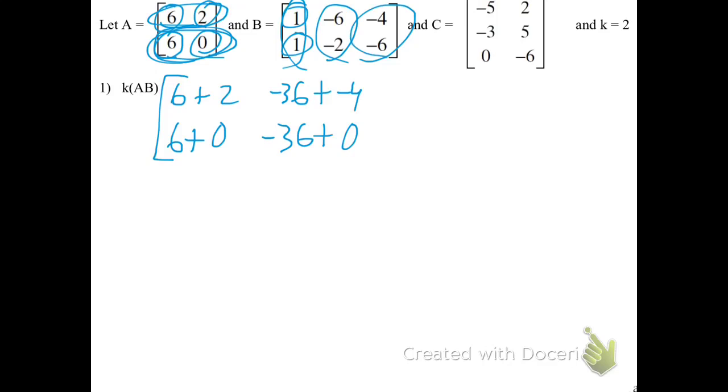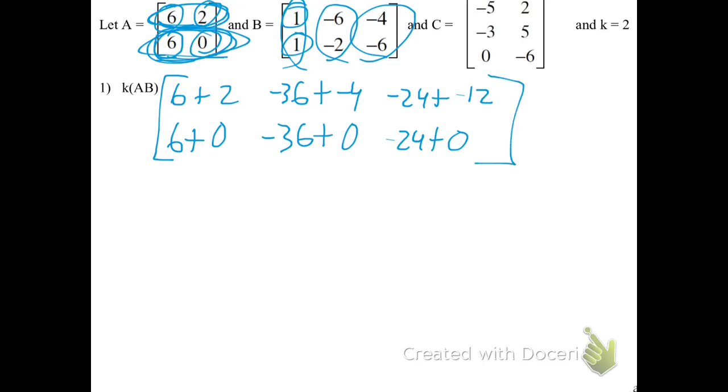And we're going to move on to the last column. 6 times negative 4 is negative 24. Add 2 times negative 6, which is negative 12. And we got second row times third column now. 6 times negative 4 is negative 24. Add 0 times negative 6, which is 0.